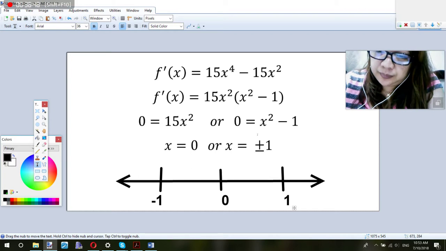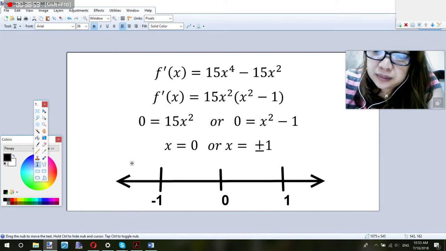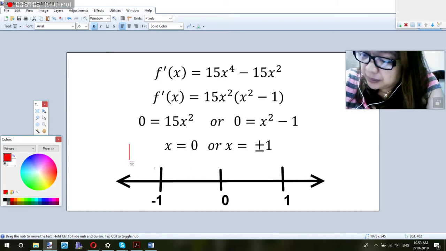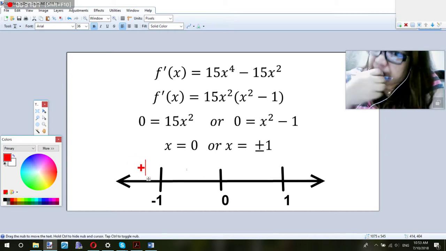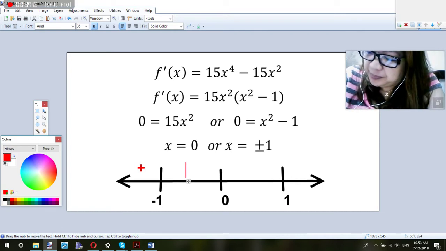Okay, so if I plug in a point that is below negative 1 into our derivative, will my answer be positive or negative? So let's plug in negative 2. If I plug in negative 2, it has to be positive. It'll be positive, okay. The result. What if I plug in negative 1/2? It's still positive.